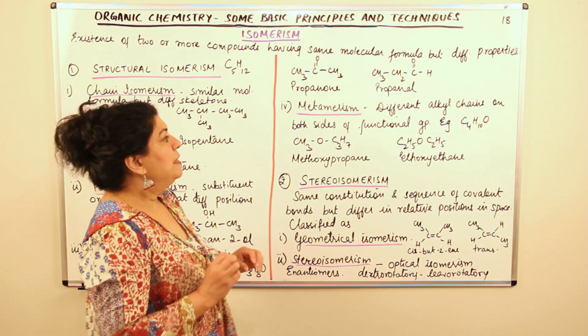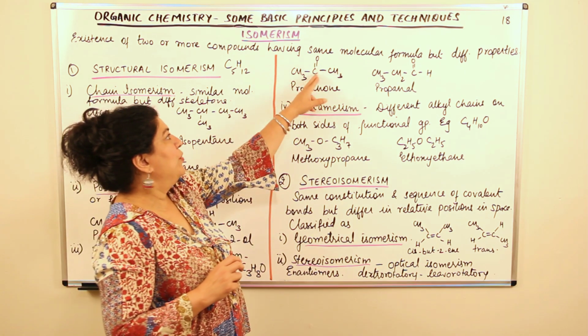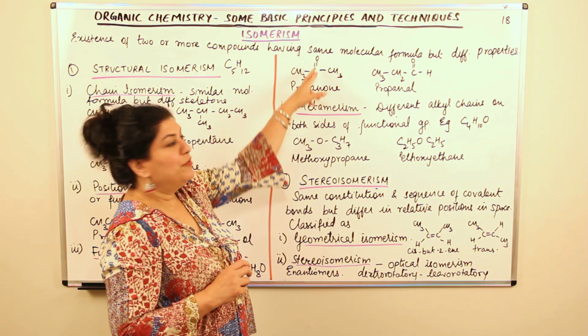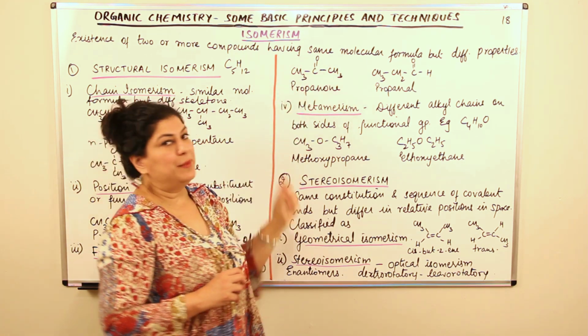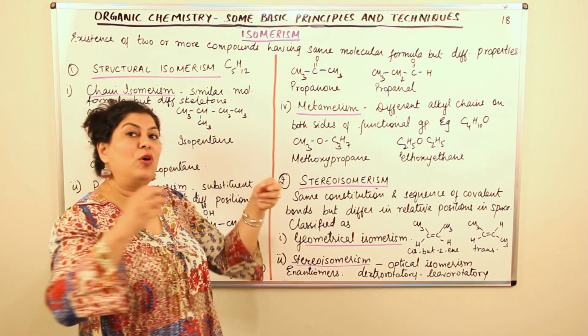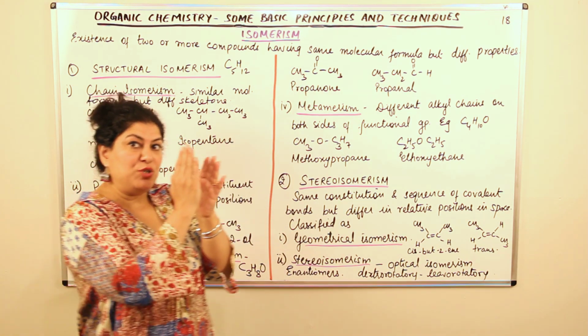The fourth category of structural isomerism would be metamerism. In metamerism, there are different alkyl chains. For example, you have propanone. In propanone, the functional group is here, C double bond O, and you have a methyl group here and a methyl group here. If you have longer chains, you may have the CO somewhere in between.